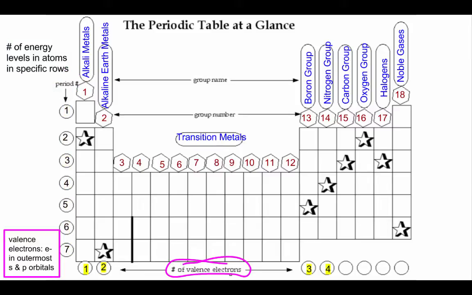Let's move down here to the valence electrons. All right. So number of valence electrons. Oops, I got ahead of myself.